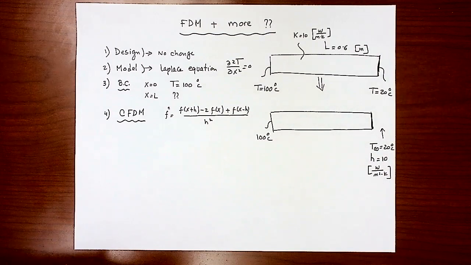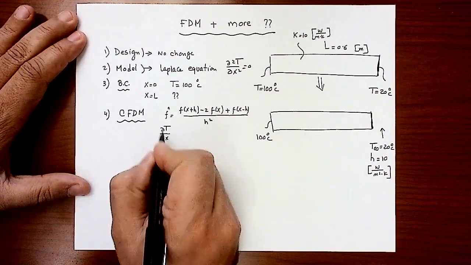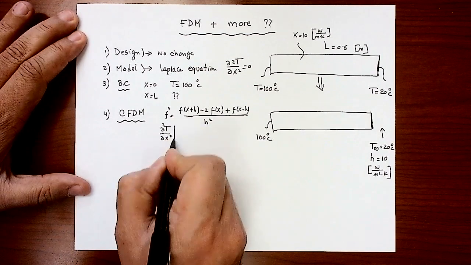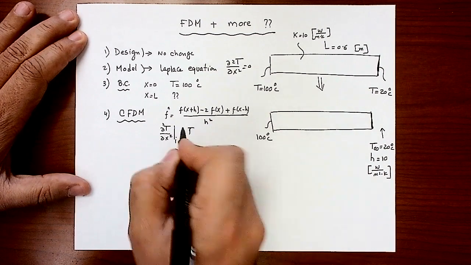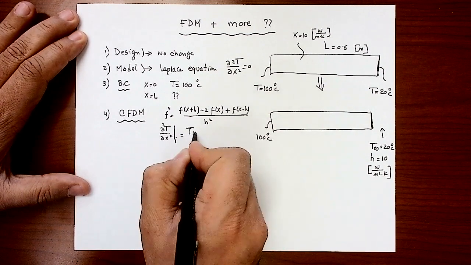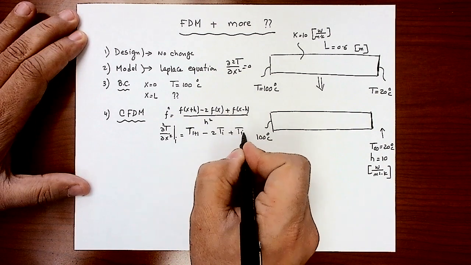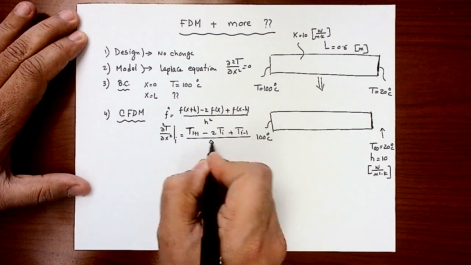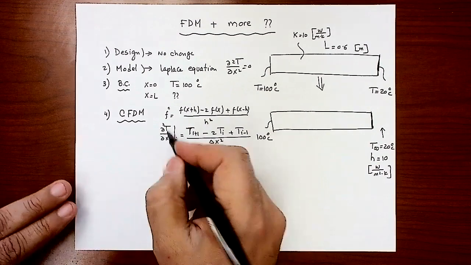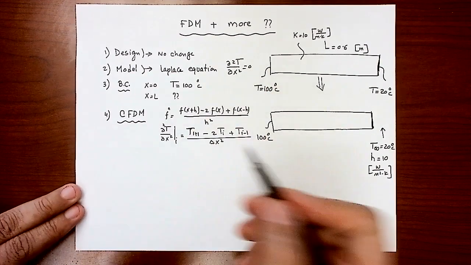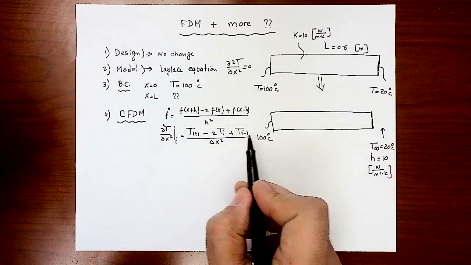That's the approximation of the second derivative, which can be written as partial squared T by partial x squared at a given point i, which is T i plus 1 minus 2 T i plus T i minus 1, divided by delta x squared or h squared, whatever you like to call it. So that's the equation. Then the second derivative is equal to 0, so delta x squared is gone. So at any node, I can apply the numerator of the equation.